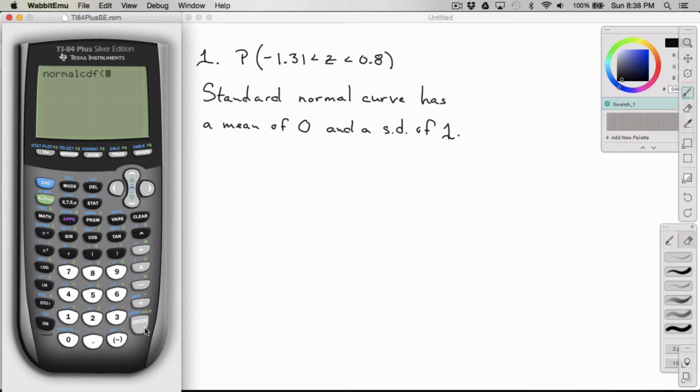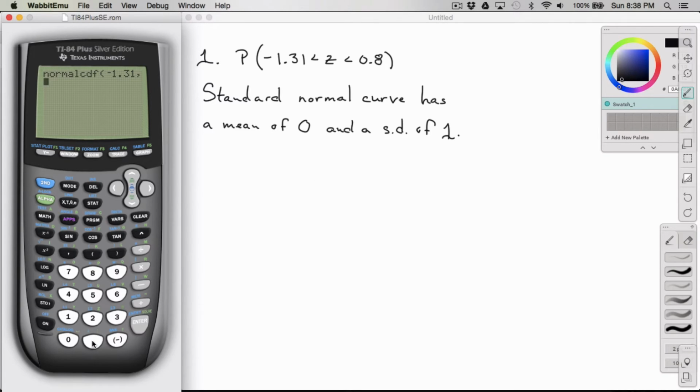Now, the syntax is as follows. And remember, the syntax is the way the computer reads the information, and it has to be in exactly this order. Your syntax is your lower bound. In this case, our lower bound is the negative 1.31. So let's type that. We're going to use the negative key down here, not the minus, negative 1.31, comma. Then after that we put in our upper bound. In this case, our upper bound is 0.8.